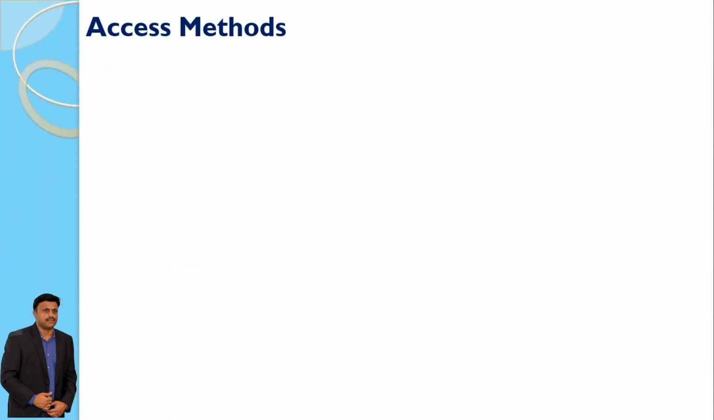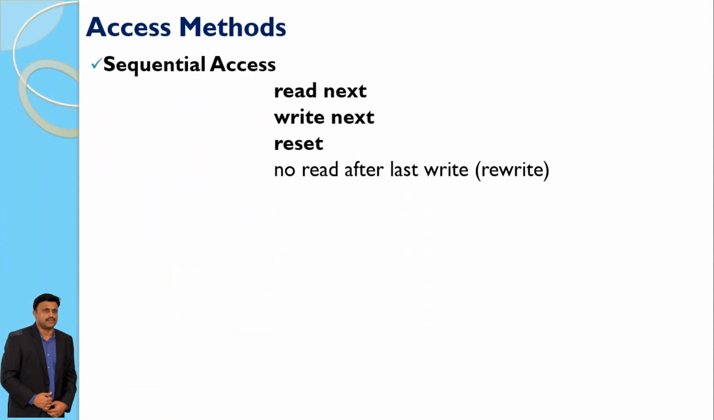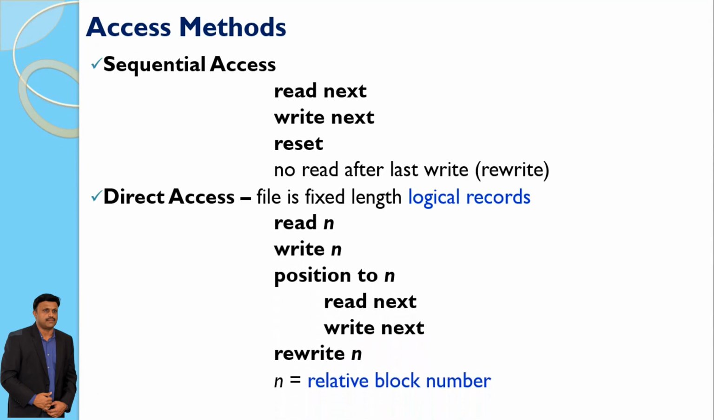Access methods include sequential access, which involves reading and writing in sequence, and direct access, which uses fixed-length logical records for more flexible data handling.